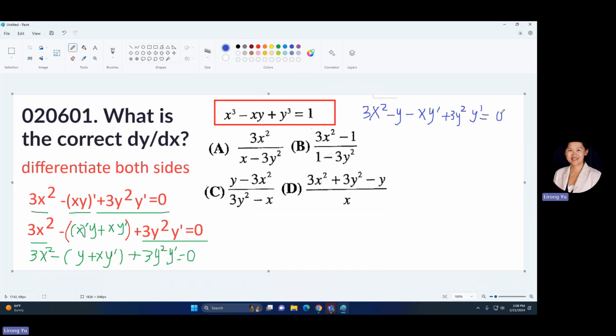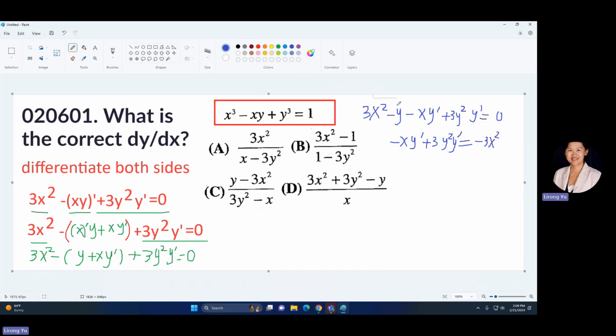This is when all the differentiation is done, and then we realize we have 4 terms on the left. 2 of them do not have y prime. 2 of them have y prime. The ones that have no y prime, we have to move to the right. So we would keep the negative x y prime plus 3y squared y prime on the left. And all the other ones, we have to move to the right. By moving, we mean we subtract them. So we subtract from both sides of the equation. So you subtract the 3x squared.